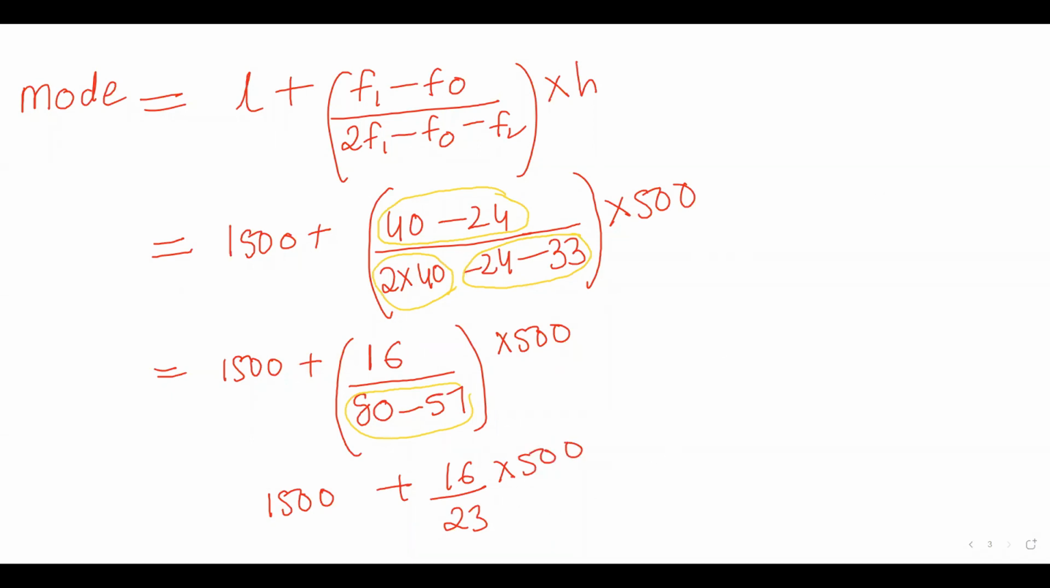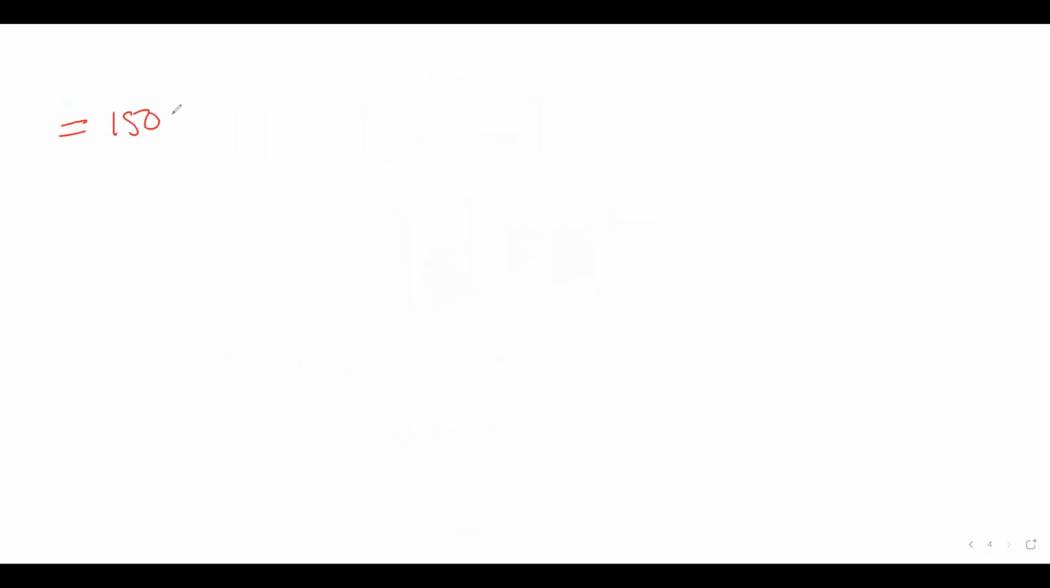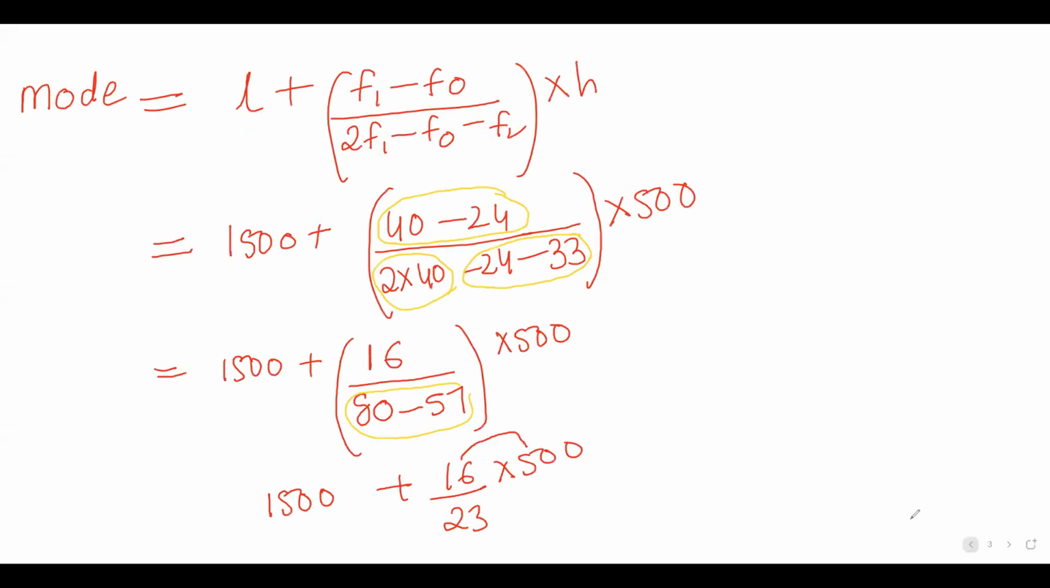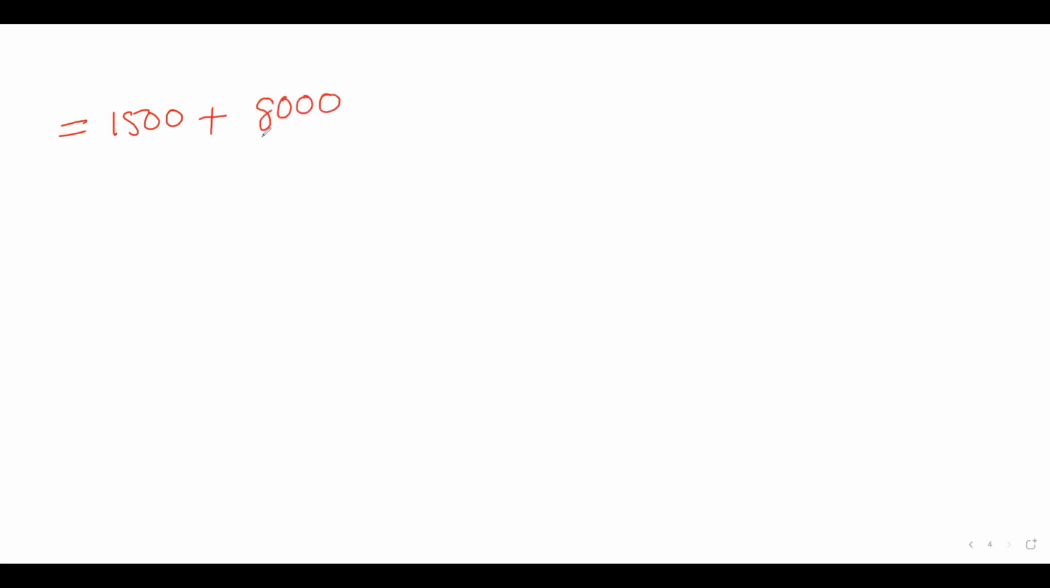23 is a prime number. It cannot divide 500. It cannot divide 16 either. So as you see, 23 is a prime number. Just multiply the numerators. On multiplying 16 into 500, what would you get? 8,000. Never ever take LCM. Don't try to take LCM. Even if you take LCM, you have to divide again. You cannot escape from division. So better divide these two.